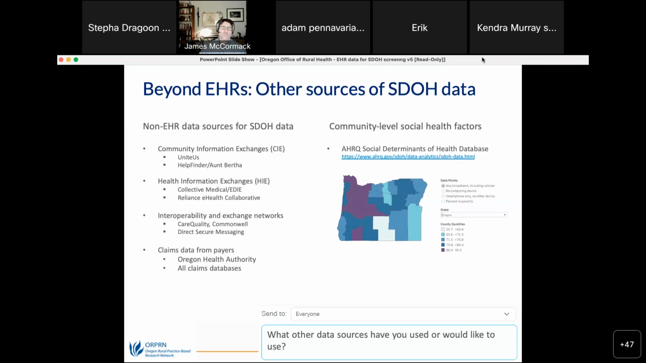We'll skip over interoperability because really that's EHR to EHR communication. And for social needs, that's really not terribly helpful at this point.